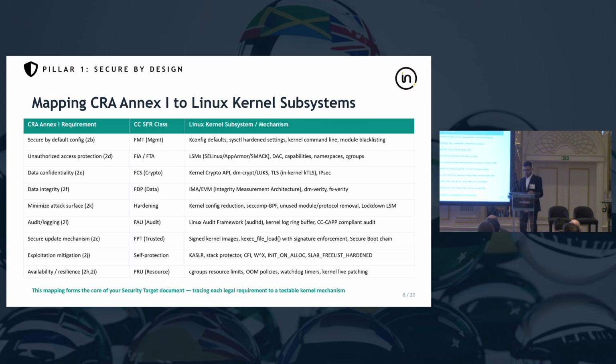Audit and logging directly map to your FAU. Your Linux audit framework already has auditd, it has the kernel logging buffer, everything. So this is fairly straightforward. The important part is that every one of these mappings has to be documented, tested, and has to be traceable in your ST.